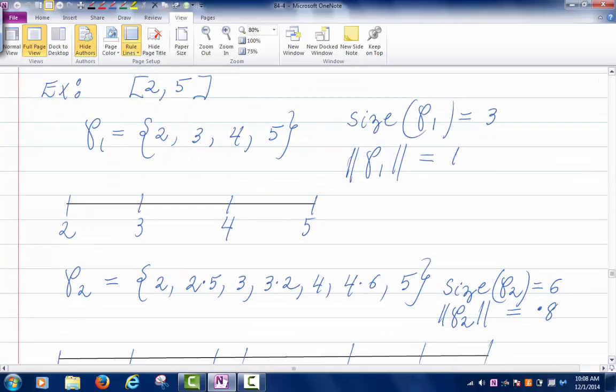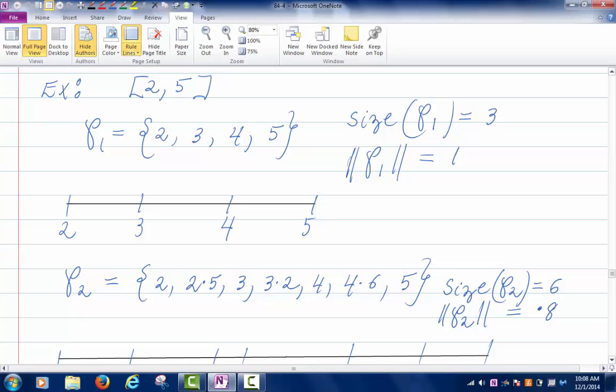So, for example, the interval from 2 to 5, right? If I pick the partition 2, 3, 4, 5, you realize that the size of this partition is 3, because there are 3 subintervals, or there are 4 partition points, so 1 less than that is 3. And then the mesh of this partition is 1, because each subinterval has length 1, so the largest length is also 1.